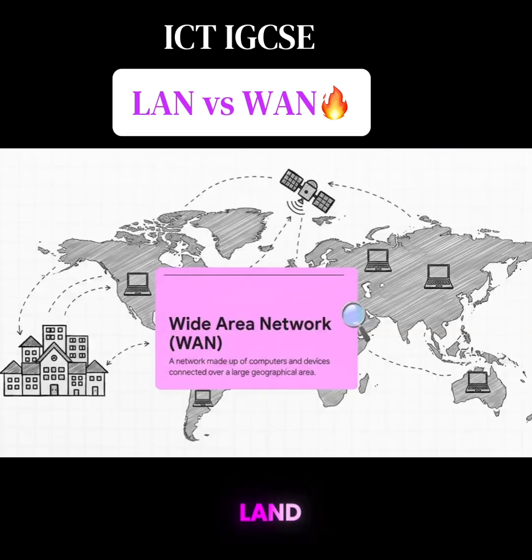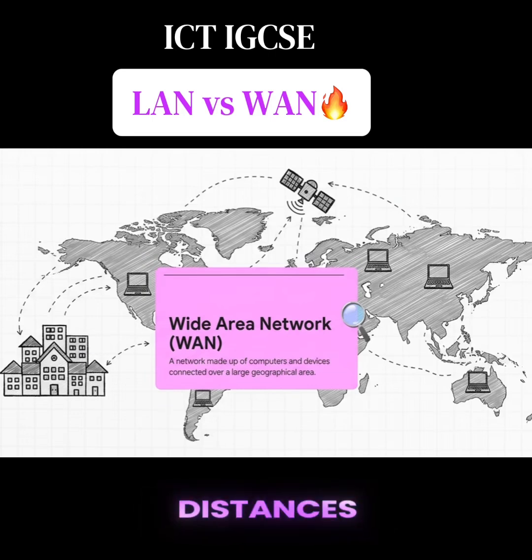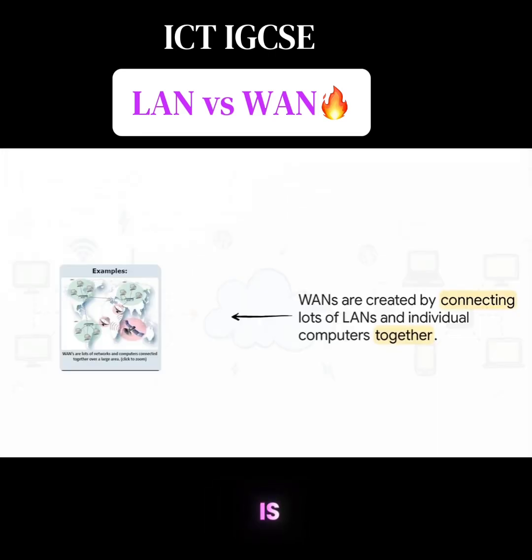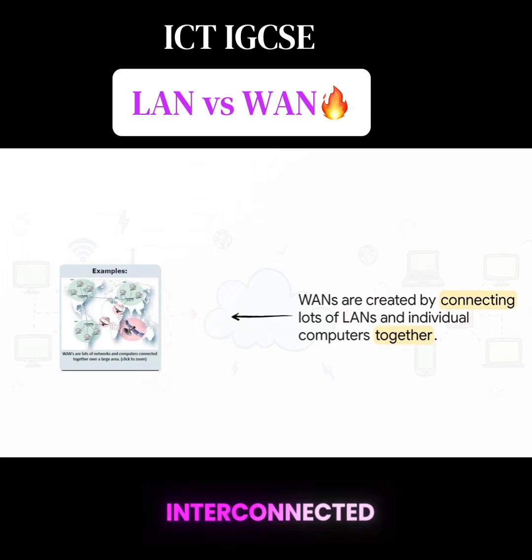Right, so if a LAN is your local neighborhood, a WAN is pretty much the entire planet. The name kind of gives it away: wide area. This is a network that isn't stuck in one building. It spans enormous distances, connecting cities, countries, and even continents. And this is the fundamental idea to grasp. A WAN is basically a network of networks. It takes all those little local groups of computers, all those LANs we just talked about, and it links them together across massive distances to form one gigantic interconnected web.